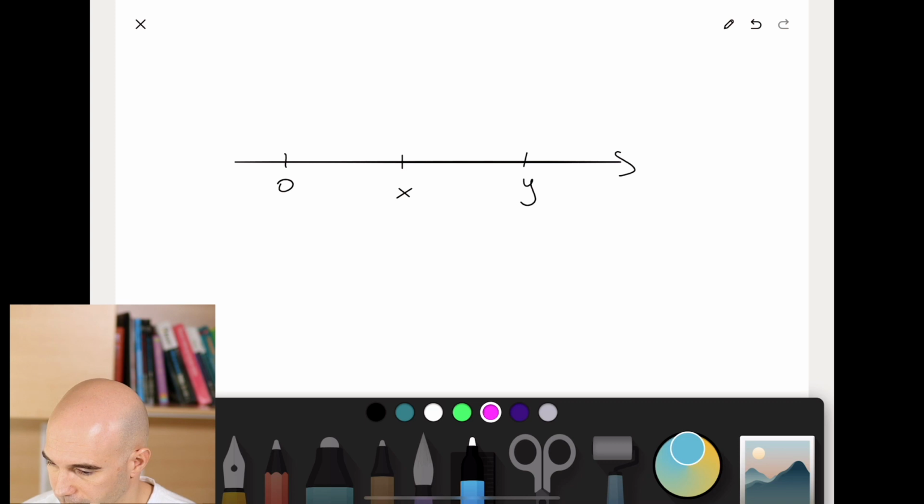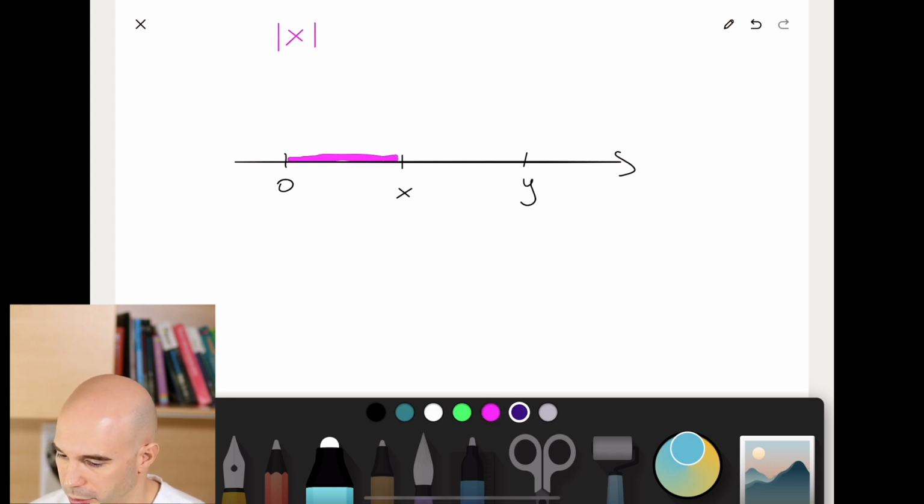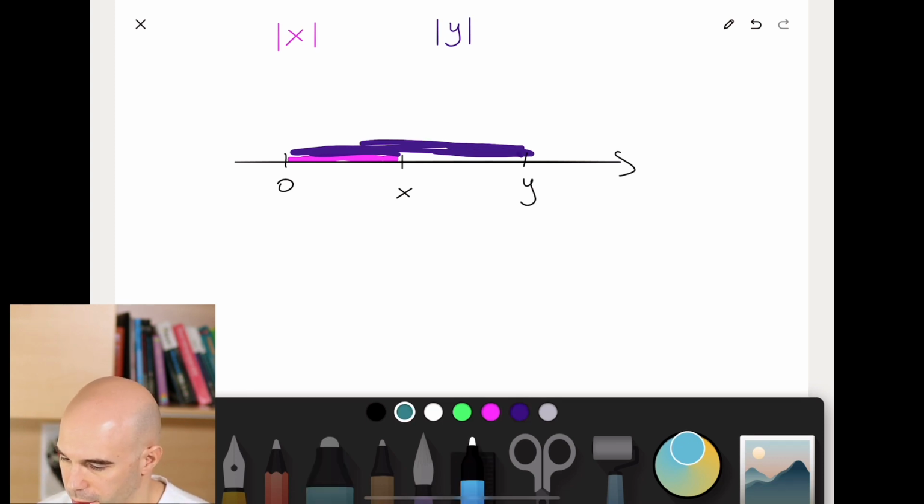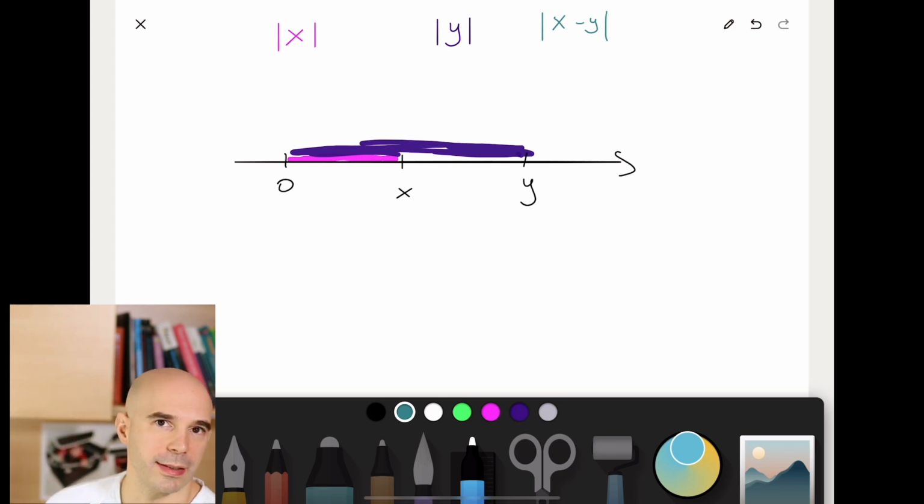Okay, so let's do this. So here we're going to have in pink the absolute value of x. We're going to have in purple the absolute value of y. We're going to have in dark green the absolute value of x minus y, or y minus x. That's the same. You realize that that's the same thing, right? Absolute value of x minus y is the same thing as absolute value of y minus x, because in both cases it's giving you how far away from each other they are in the number line.